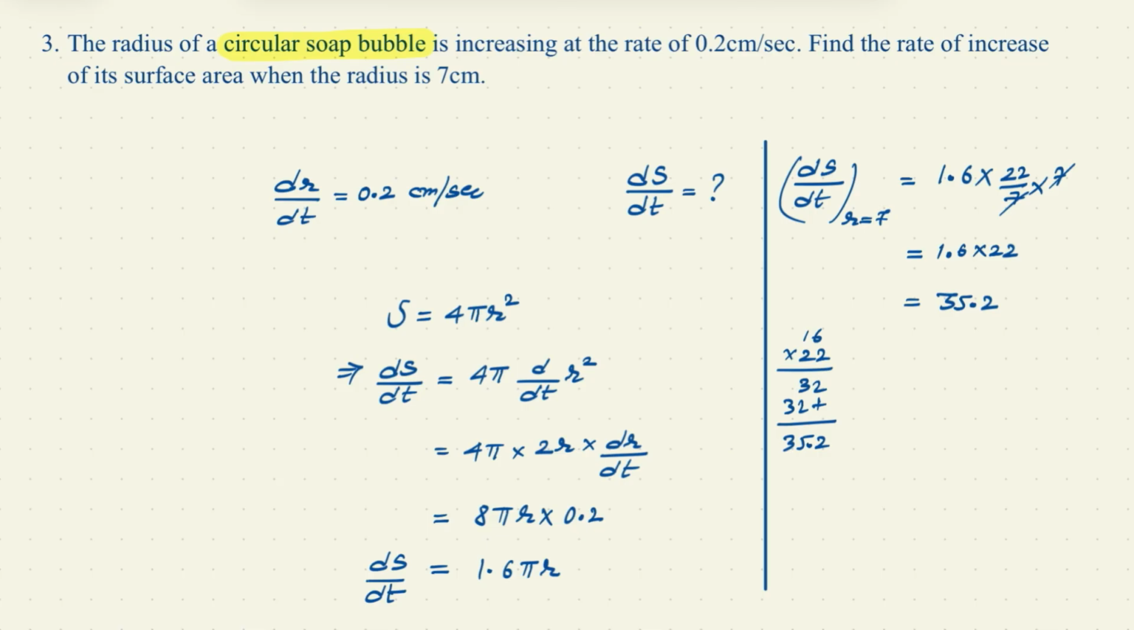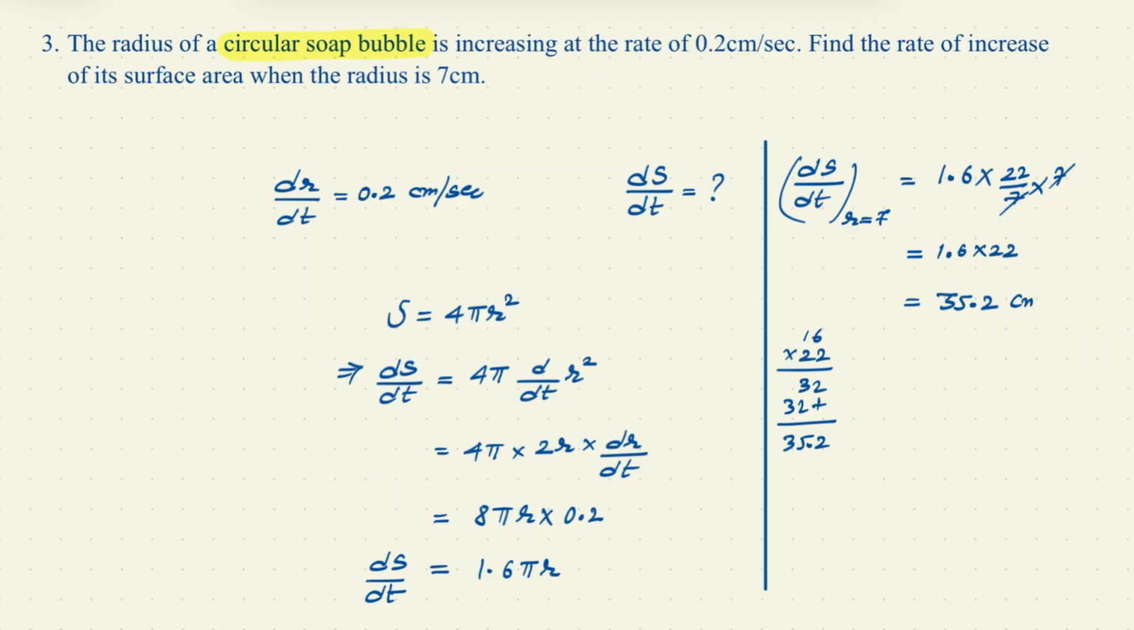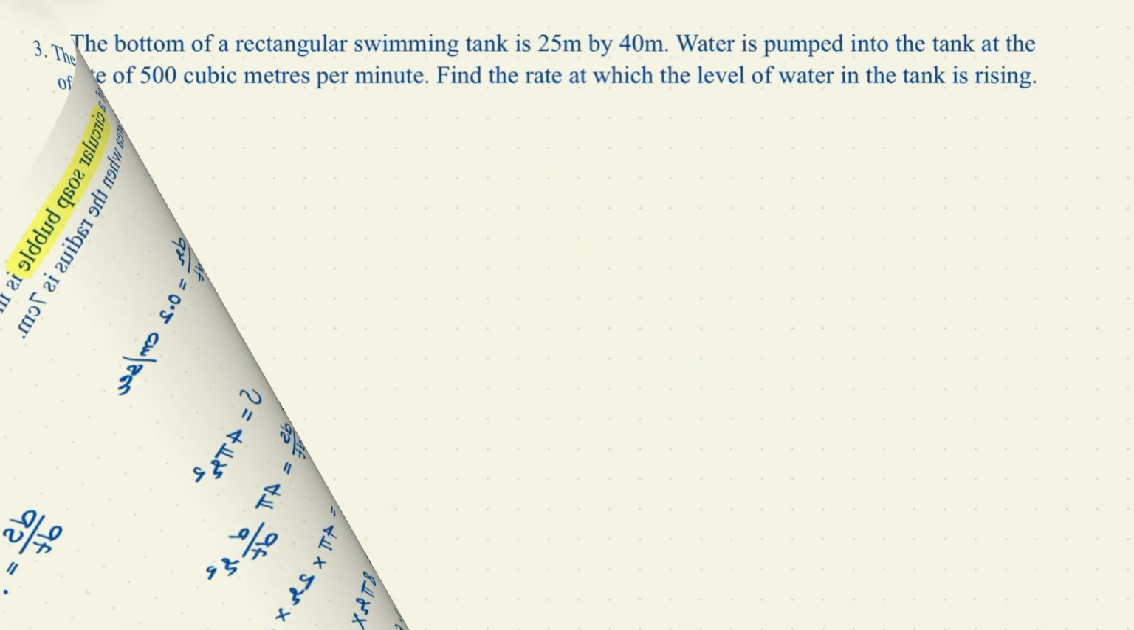Now, very important thing to note here is the unit. Since we are calculating the change in surface area and the unit of area is centimeter square, so here we will be writing 35.2 centimeter square per second. So that means if the radius of this circular soap bubble is increasing at the rate of 0.2 centimeter in 1 second, and in that 1 second the rate of change of surface area is 35.2 centimeter square. Question number 4.